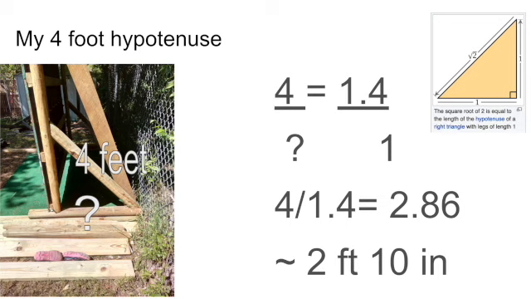So what I did here is I said, okay, well 4 divided by 1.4. How do I go from 4 to 1.4? I multiply by 2.86, right? So then 2.86 times 1 is going to give me 2.86 feet, which is about 2 feet and 10 inches. So I know my base is going to be about 2 feet and 10 inches.